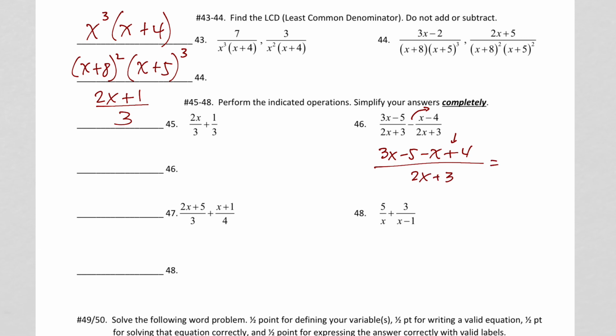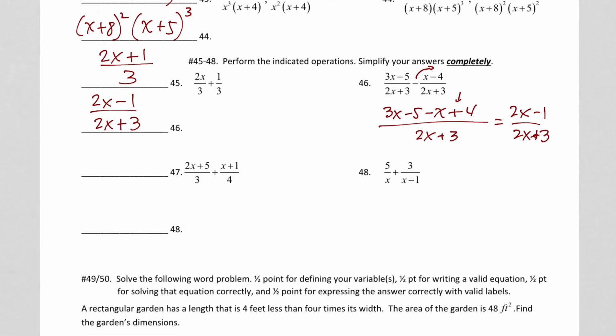And then when you combine the numerators, 3x minus x is 2x, and negative 5 plus 4 is a negative 1. That can't be simplified, so our final answer is 2x minus 1 over 2x plus 3.